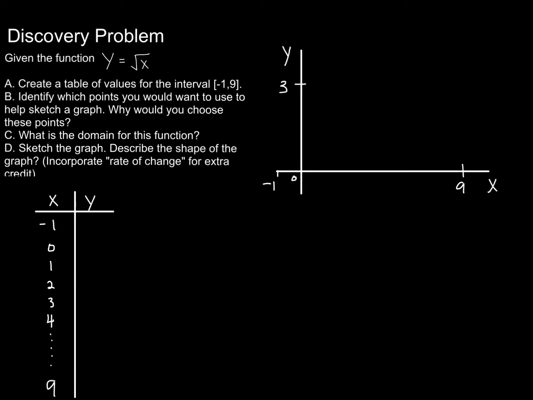Okay, so to understand the square root function, we're going to start with the parent function, which is just the square root of x. And to start off, you're going to create a table of values for this interval from -1 to 9. So I've drawn what this will look like here.